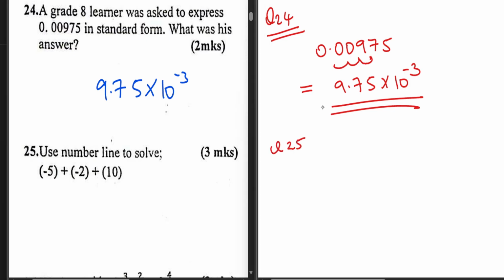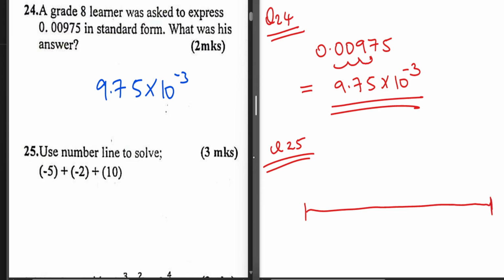Question 25. Use a number line to solve again. Minus 5 plus minus 2 plus 10. So let me draw a number line. So let's imagine our number line is here. Minus 5, minus 6, minus 7, minus 8, minus 9. I think that's enough. Minus 10. And we have negative 4, negative 3, negative 2, negative 1. We have 0. Also have 1. Okay. So minus 4 plus minus 2 is just minus 4 minus 2.